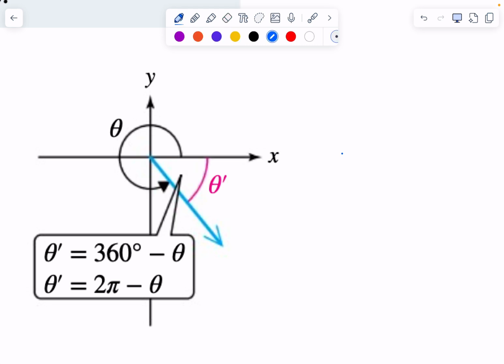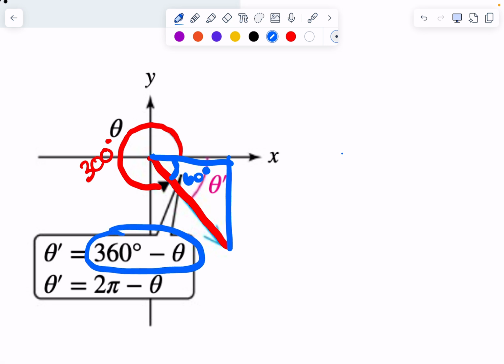Okay, let's say we have a 300 degree angle. So from here to here is 300 degrees. And here is my guy. Your bow tie angle will be this guy. And what's this measure right here? 60 degrees. So it's what the rest of the way would be. So you're taking 360 minus whatever your angle is.